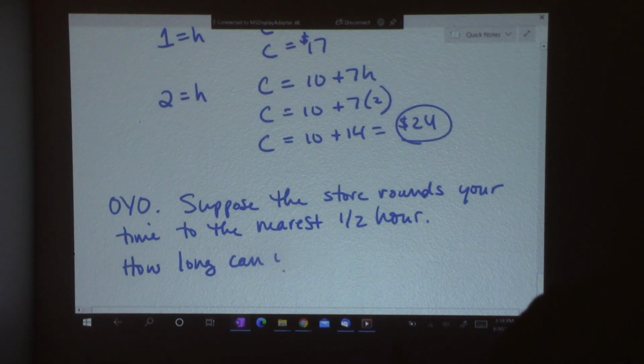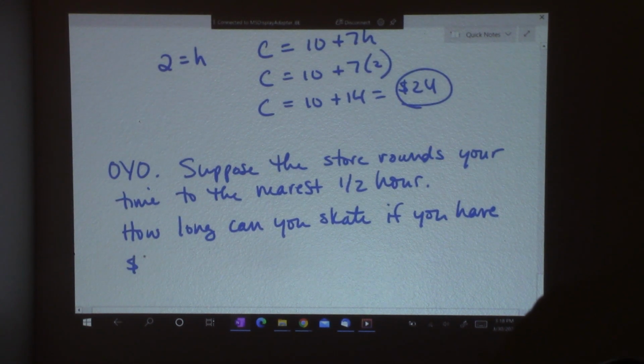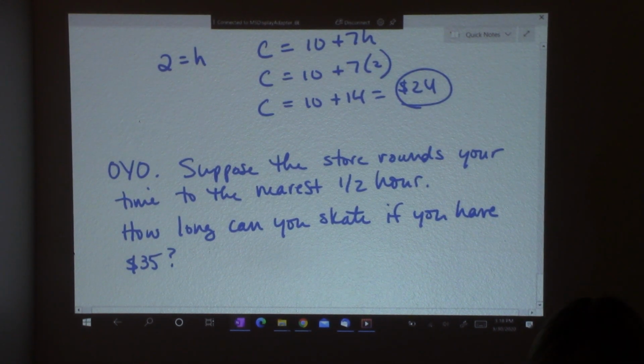How long can you skate if you have $35? Okay? So we have the same equation, but this time, you know it's $35. Go ahead and try that.